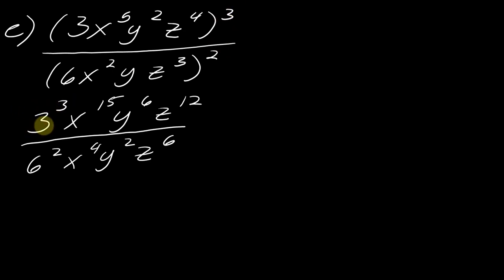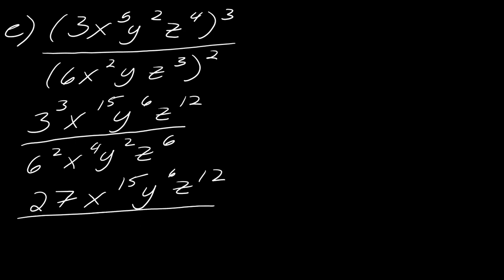I'm evaluating this right here. It's very, very common that people will do either 3 times 3 when they look at this, or they will add them, they'll kind of forget. So really remind yourself that this is an exponent. 3 times 3 times 3, that's 27. And then I've got x to the 15th, y to the 6th, z to the 12th. And then 6 squared, 6 times 6 is 36.